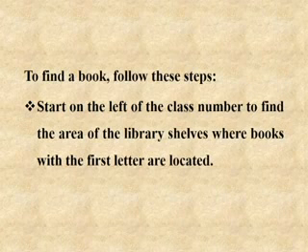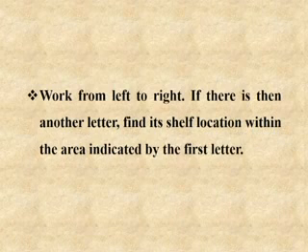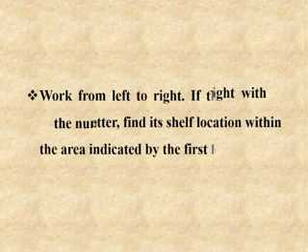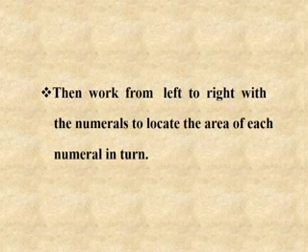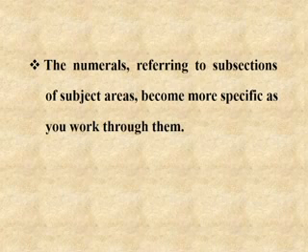To find a book, follow these steps. 1. Start on the left of the class number to find the area of the library shelves where books with the first letter are located. 2. Work from left to right. If there is then another letter, find its shelf location within the area indicated by the first letter. 3. Then, work from left to right with the numerals to locate the area of each numeral in turn. The numerals referring to subsections of subject areas become more specific as you work through them.